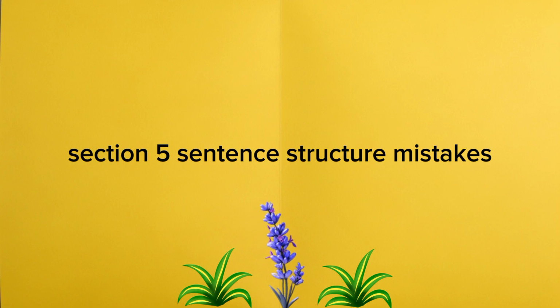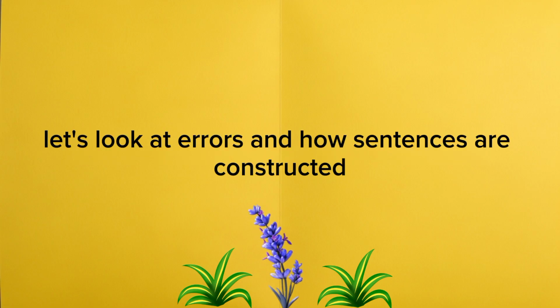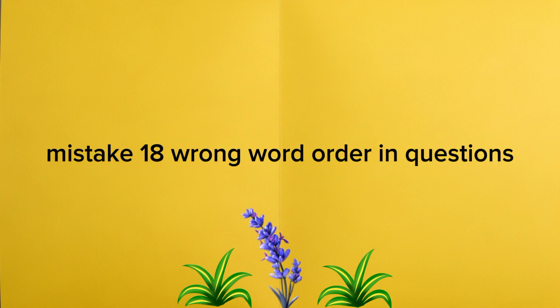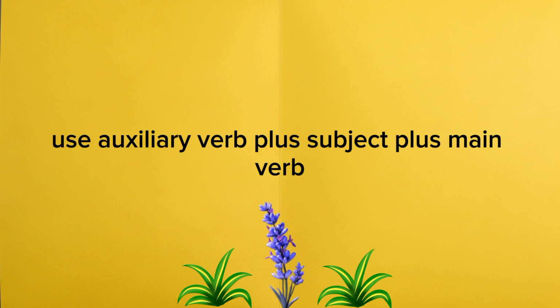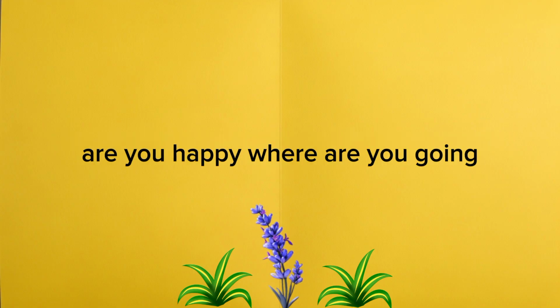Section 5: Sentence structure mistakes. Let's look at errors in how sentences are constructed. Mistake 18: wrong word order in questions. The error: "You are happy?" or "Where you are going?" The fix: in questions, use auxiliary verb plus subject plus main verb. Are you happy? Where are you going?